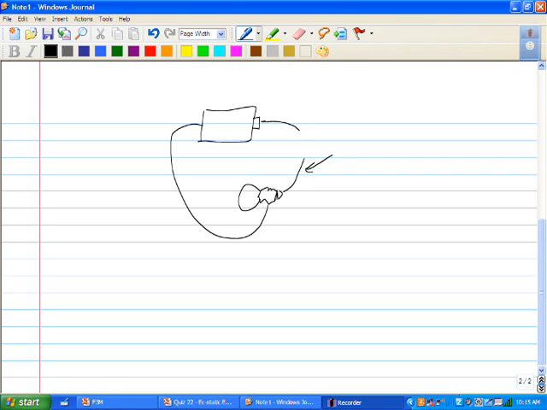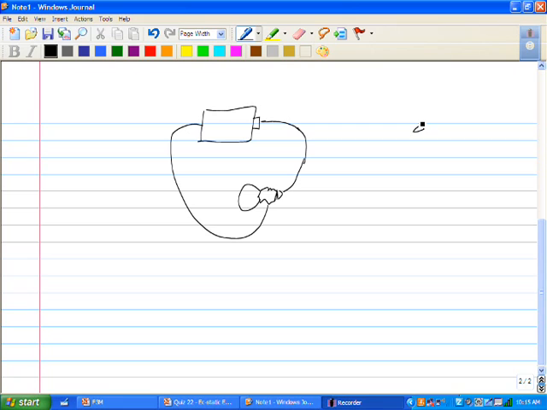Protons and electrons. Does this section of wire have protons and electrons? Yes. So it has charges. But what are the charges not doing right now? They're not moving. So the difference between this and this is not the fact that there are charges. There's always charges, but it's the fact that the charges are moving.